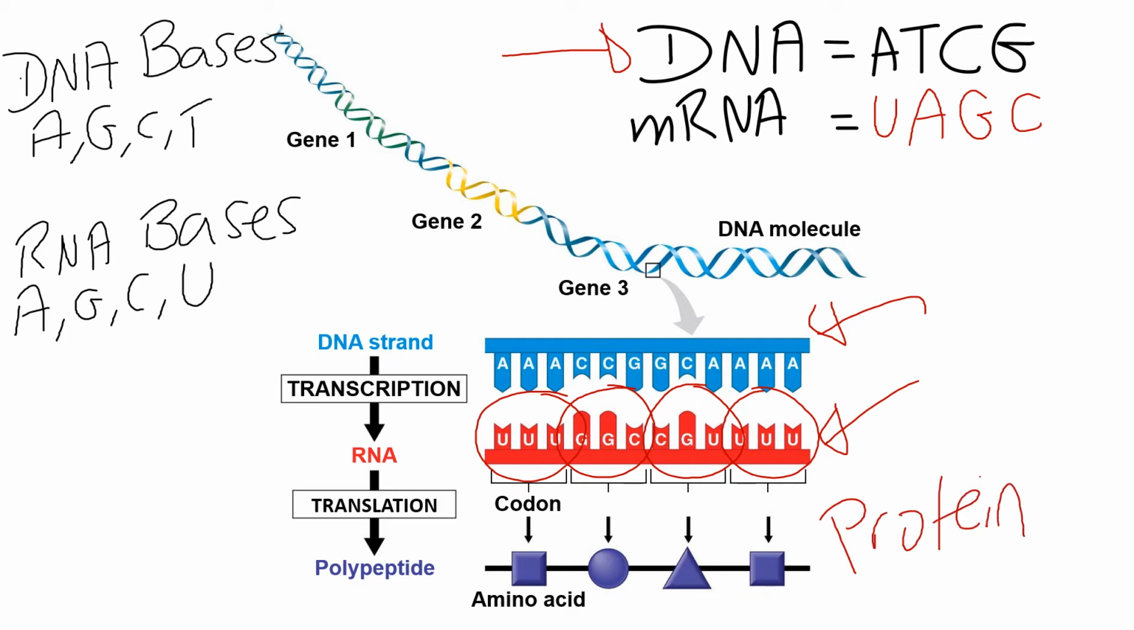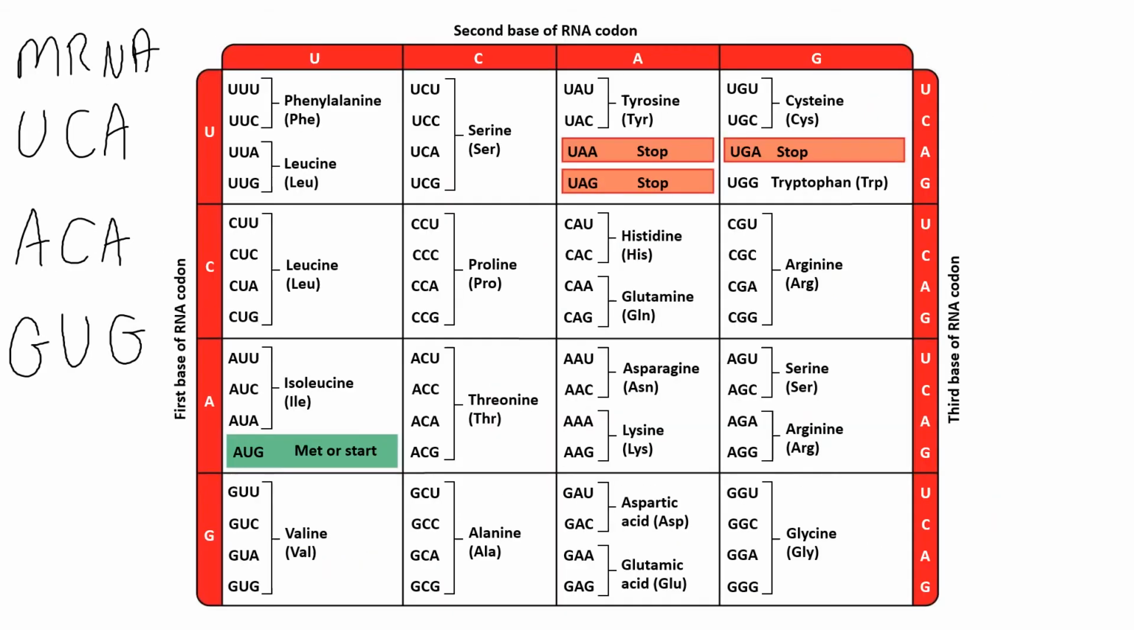So proteins are made out of amino acids, and we get those amino acids by translating the codons of our messenger RNA. Each codon codes for a specific amino acid. To figure out which amino acid is going to result, we have to look at this chart right here, known as the codon chart.